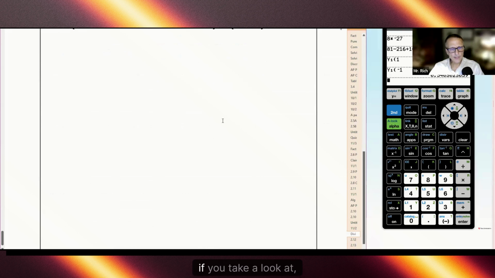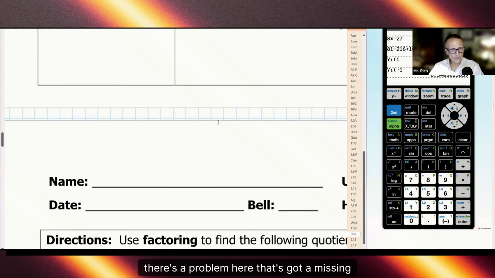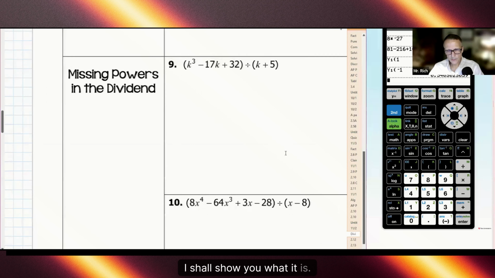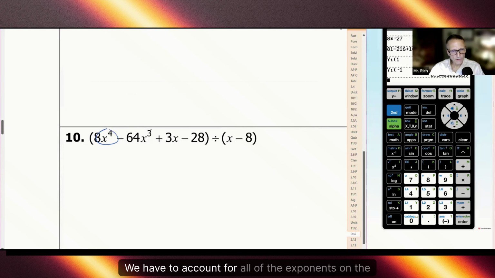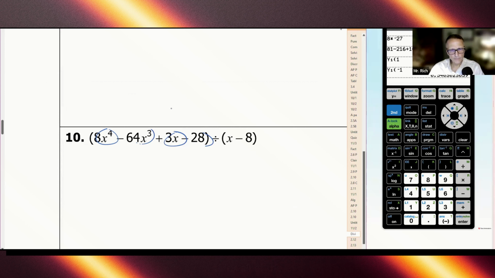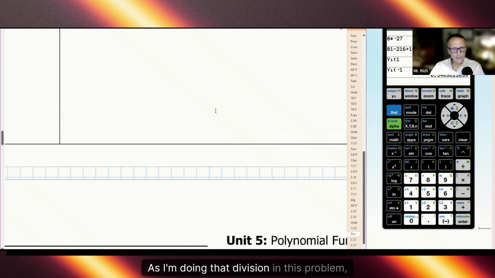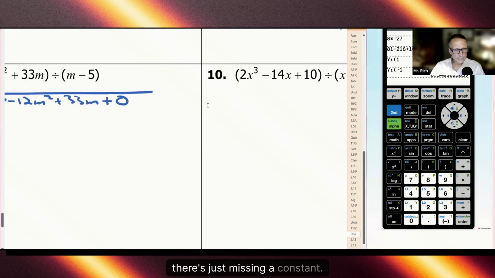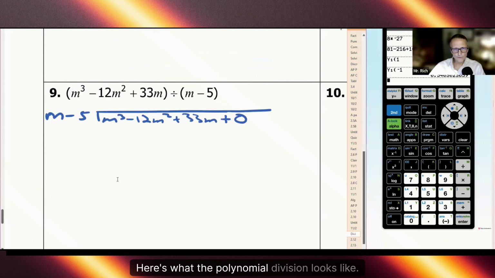For example, there's a problem here that's got a missing coefficient. If I were to do this number 10, notice there's not an x squared term. We have to account for all of the exponents on the variable. So we would have to tuck in here a 0 times x squared in between the x cubed and x as I'm doing that division. In this problem, there's just a missing constant, so I'm sticking a 0 on the end. Here's what the polynomial division looks like.